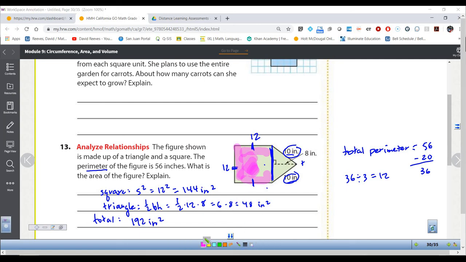The area of a square we did right here. And that was the side squared, right? And then we did this area right here, which is the area of the triangle, and that was 1/2 the base times height, and we got 48, right? So then we added those 2 numbers together, and we got 192 square inches.